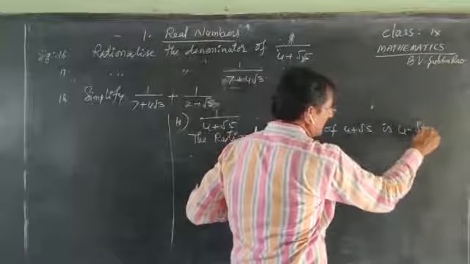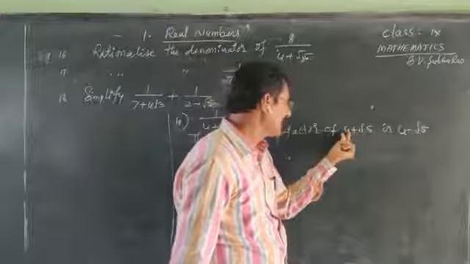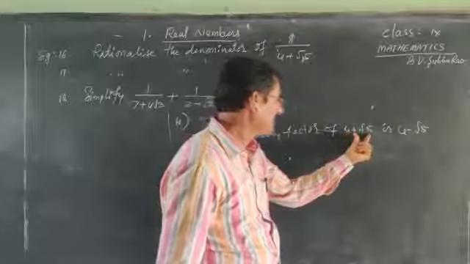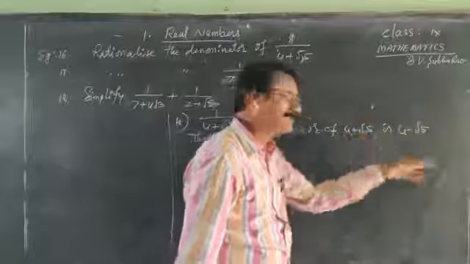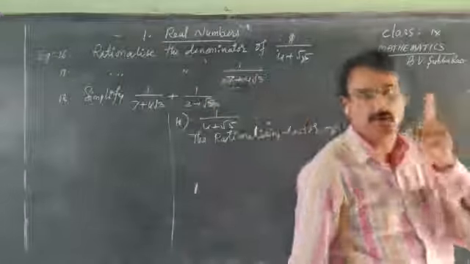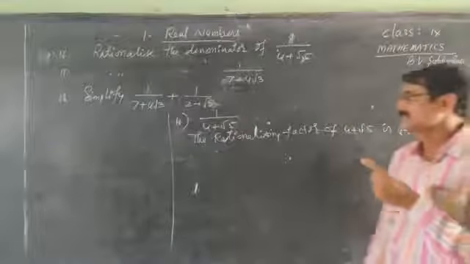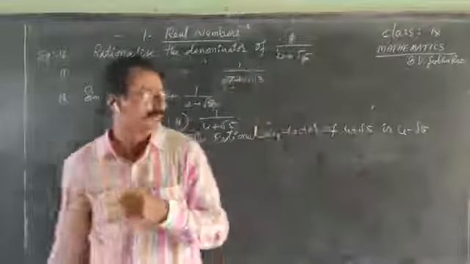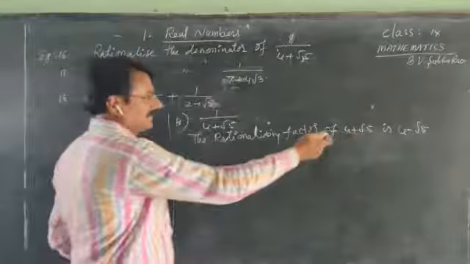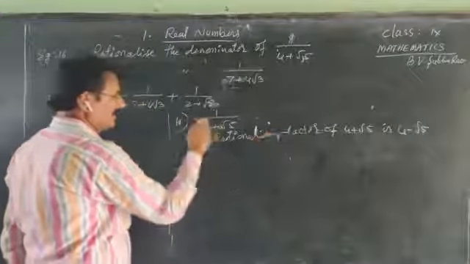4 minus root 5. Why do we write this one? It is exactly like a plus b, a minus b. If we take this one as a plus b, then the other is a minus b. We know one of the identities in algebra: a plus b into a minus b equals a square minus b square. So we take this as the rationalizing factor of the given denominator.